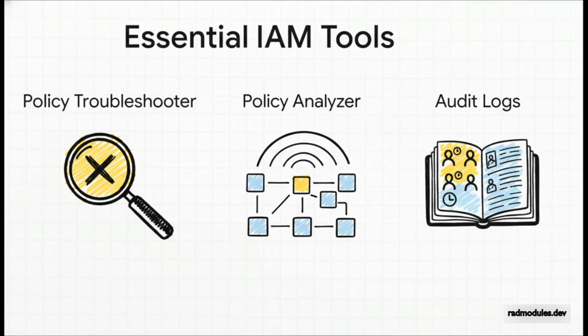Okay, so what happens when access doesn't work the way you expect? You'll need to know your tools. Remember these three. For a quick, why can't this person do this check? You've got the policy troubleshooter. For a big picture view of your entire organization, there's the policy analyzer. And to see the history of who did what and when, you'll dive into cloud audit logs. Quick tip for the exam, remember that admin activity logs are on by default, but you usually have to turn on the data access logs yourself.